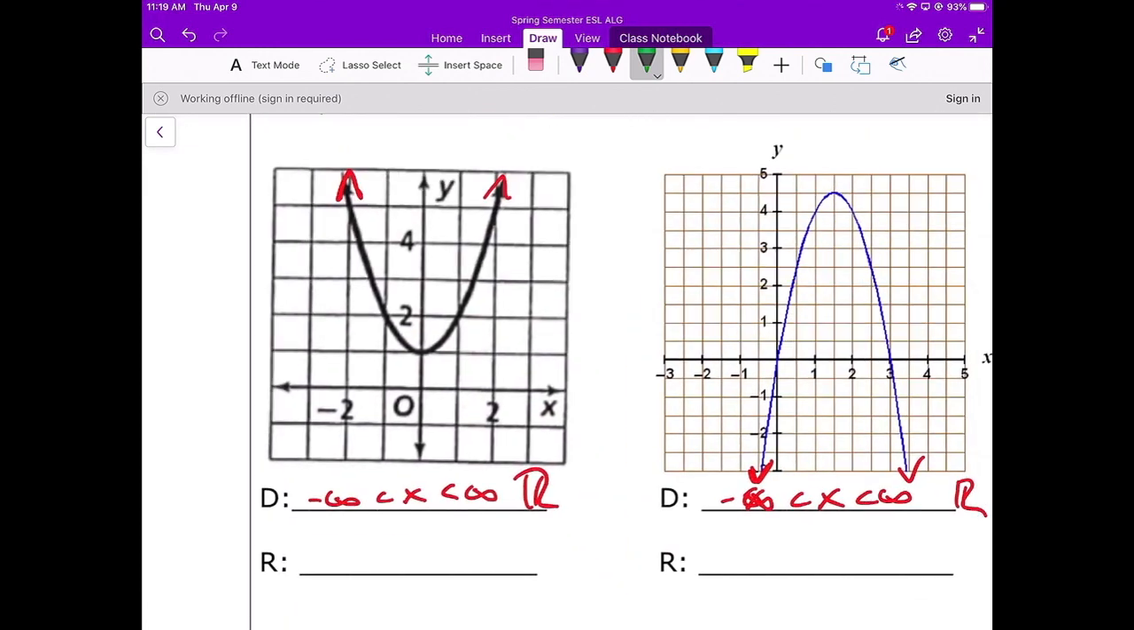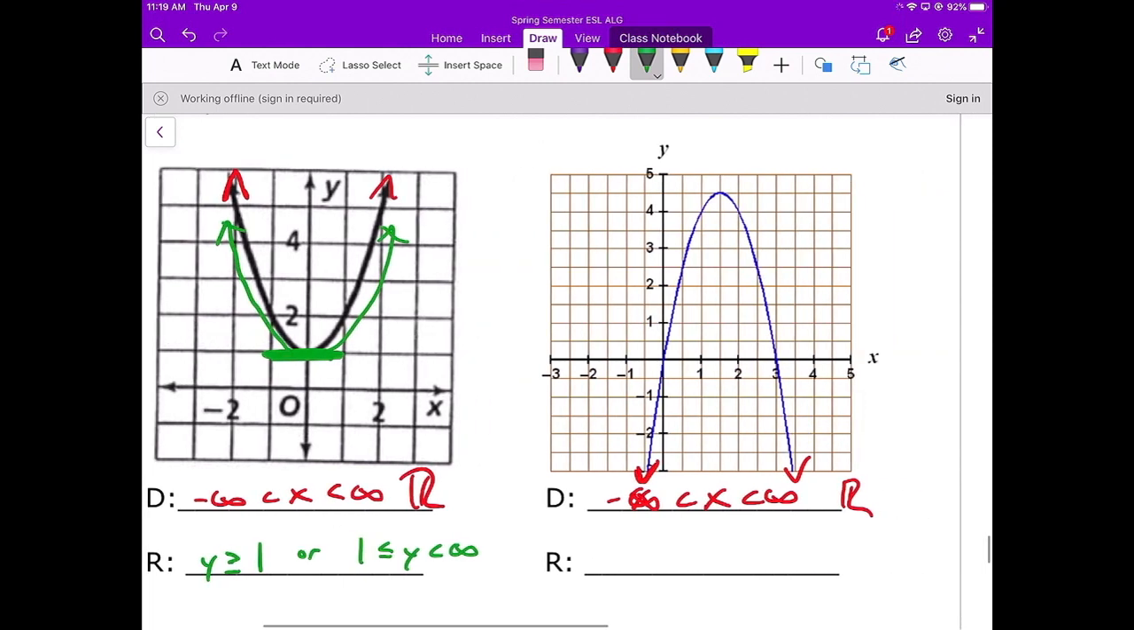Two more and then we're done. For this graph, notice the graph does not go below 1. So that means that y is, and because it opens up, it's positive, right? It's above that number. Y is greater than or equal to 1. As a compound inequality, you can write that as 1 is the lowest number that it could possibly be, and then it could go all the way up to infinity.